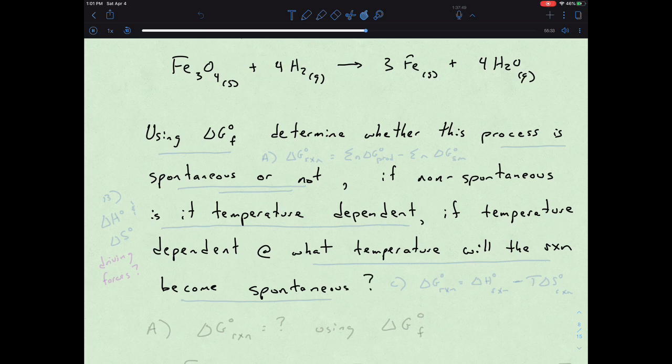We really have a number of parts that we need to figure out. We really have the top here, using our delta G's, this process is spontaneous or not. And so that would be part A, and this is where we would be looking at the sum of our products minus the sum of our starting materials in terms of our delta G's. So that would be part A.